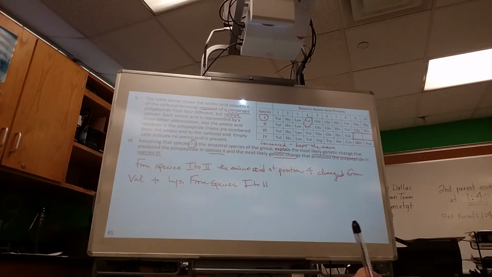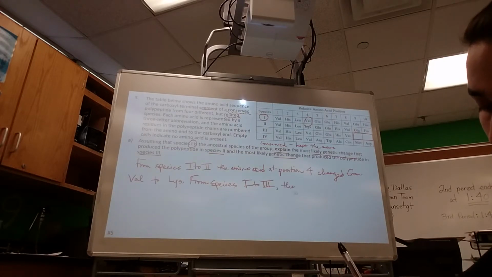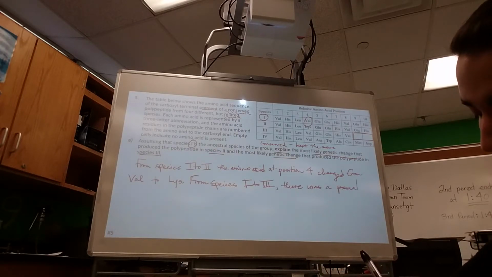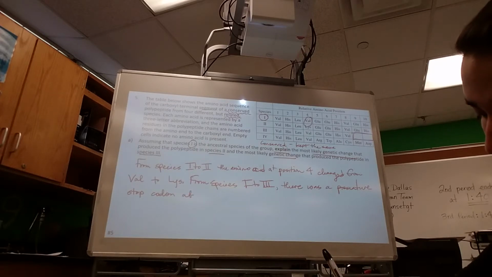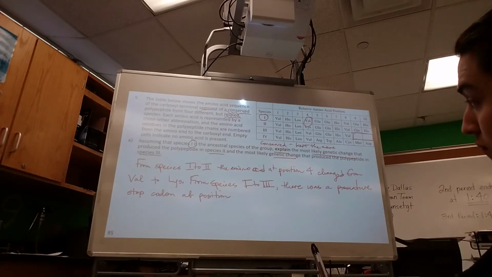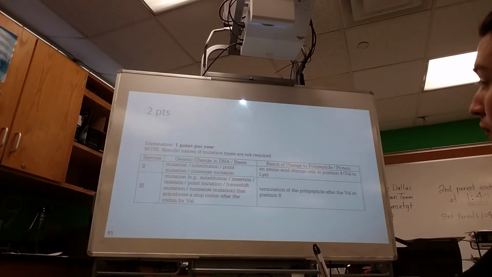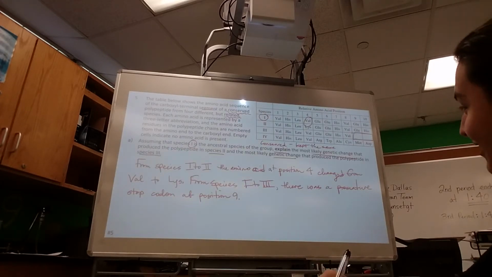Look. From species 1 to 3, there must have been a premature stop codon at position 9. All right.